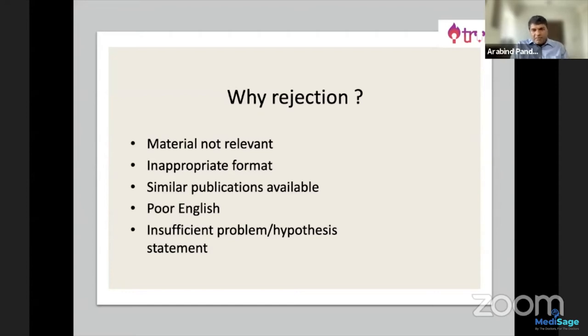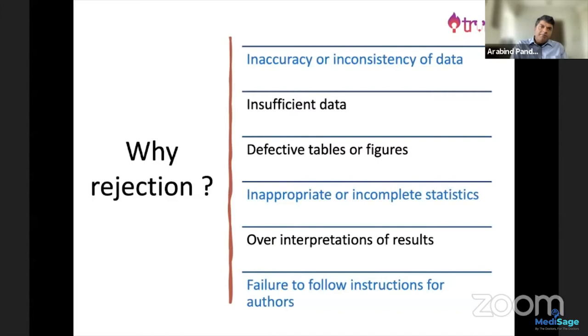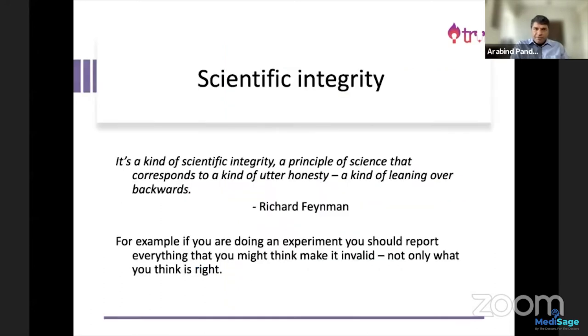But I can say from my experience as associate editor that poor English is rarely the only cause for rejection of an article. More importantly, there may be an insufficient problem or hypothesis statement. Inaccuracy or inconsistency of data sets the mind to work. Why is the data like this? Can I believe this data? There may be insufficient data, inappropriate statistics, overinterpretation of results sometimes, and failure to follow instructions for authors.